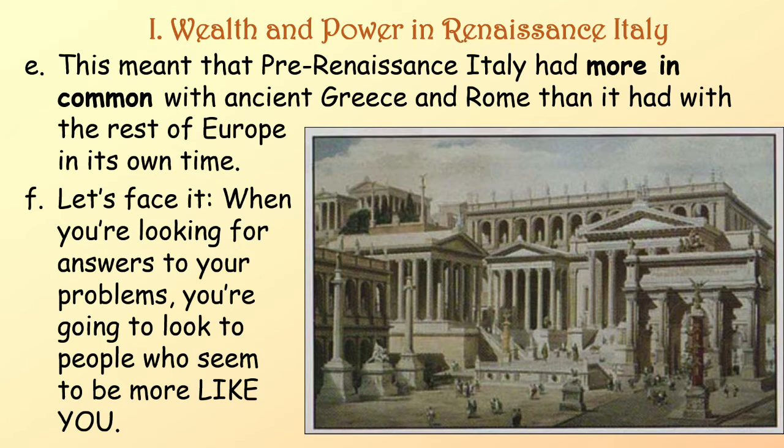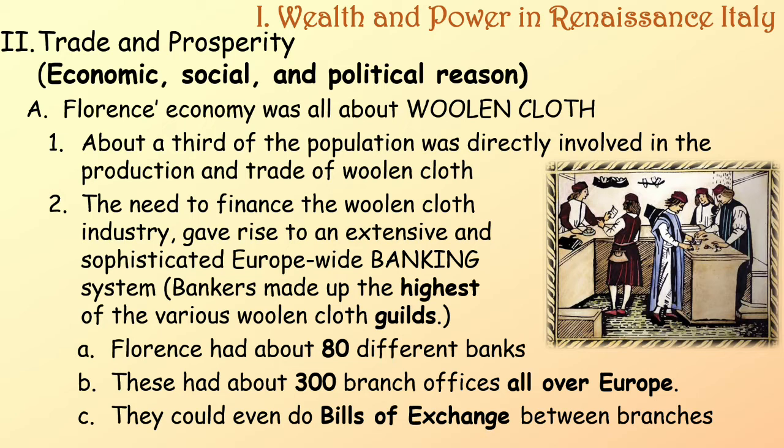Trade and prosperity: economic, social, and political reasons. Florence. The city of Florence's economy was all about woolen cloth, and Florence is where it all began. About a third of the population of the city was directly involved in the production and trade of woolen cloth. And the need to finance the woolen cloth industry gave rise to an extensive and sophisticated Europe-wide banking system.